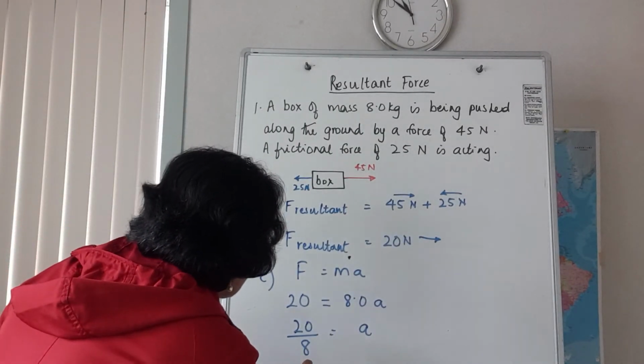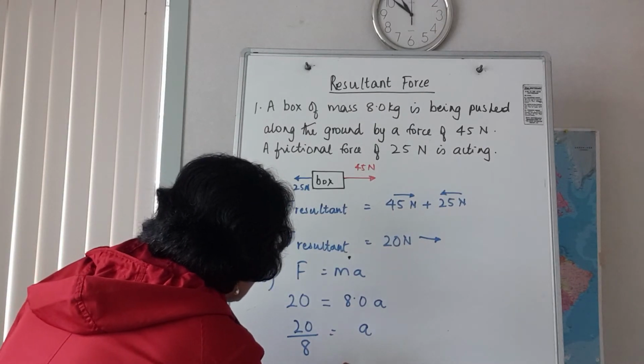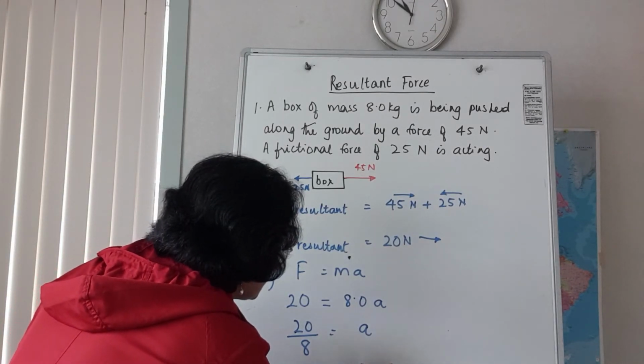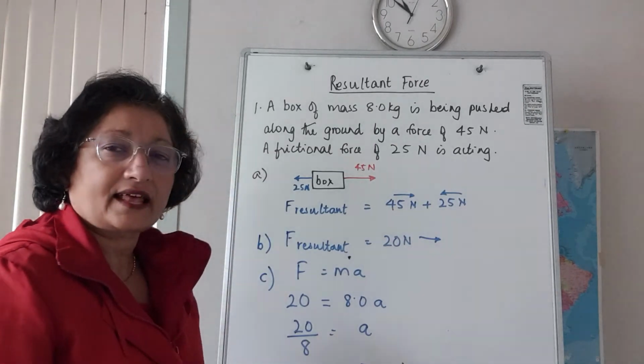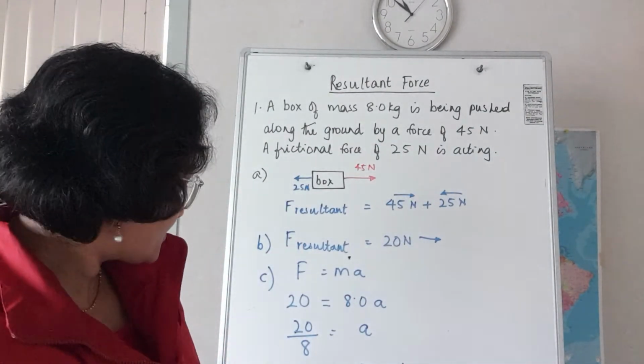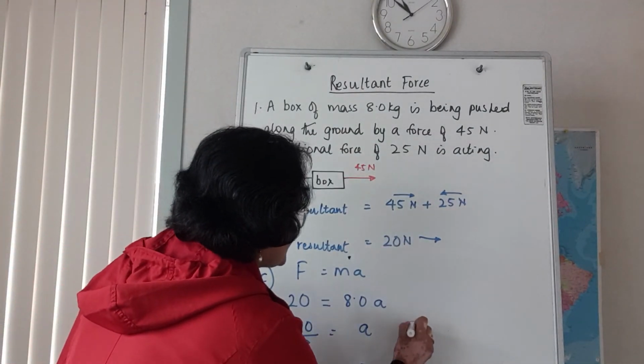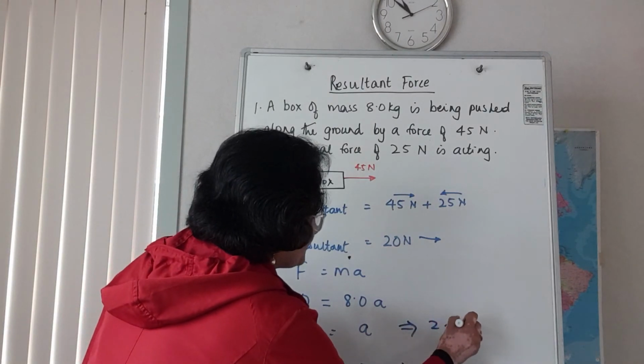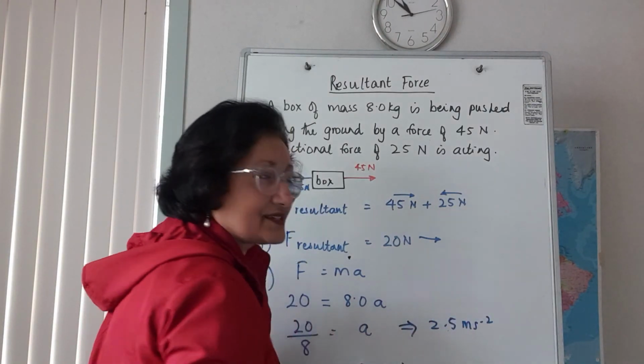So you'll get 2 point something. 2.5 meters per second squared, and that's the answer for acceleration. Oh, you can't see that, so I'll just put that here. You get 2.5 meters per second squared.